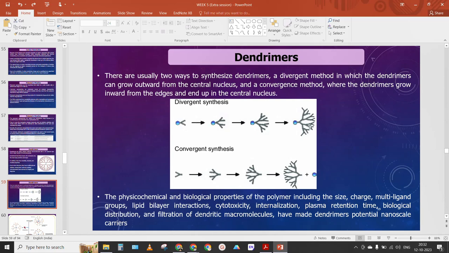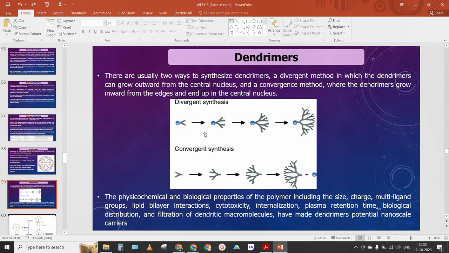So this is the divergent method of dendrimer synthesis, and the dendrimer is growing outward from the central nucleus. The blue one is the central nucleus, and it is growing outward from it. And in a convergent method, the dendrimer grows inward and ends up in the central nucleus. As you can see, this is a dendrimer, and this is ending up at the central nucleus. So both are running in opposite directions. One is outward from the central nucleus, and the other is inward from the edges, ending up in the central nucleus.